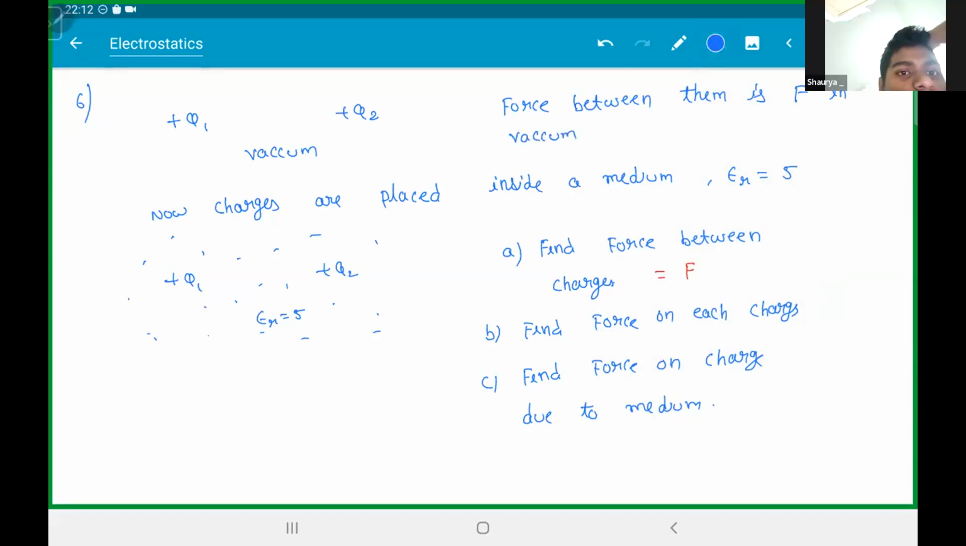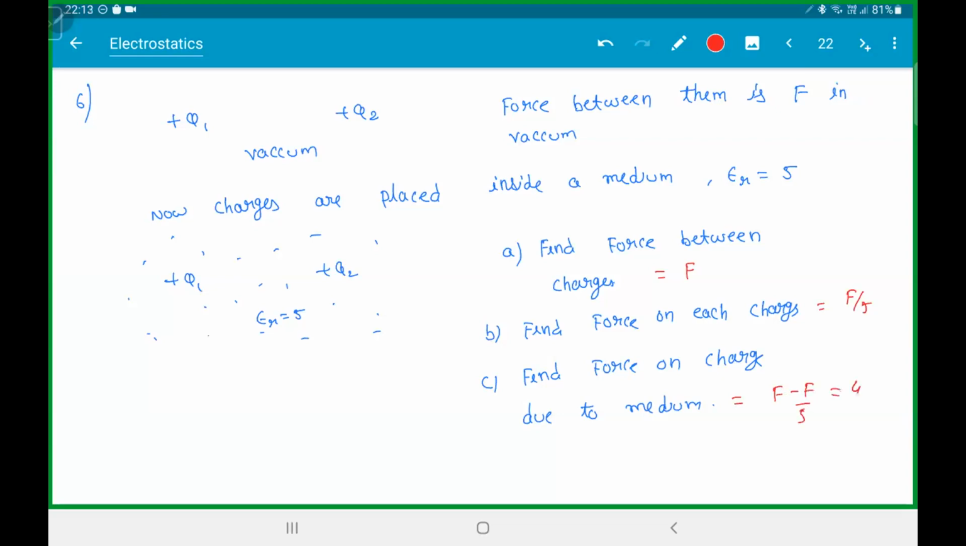What is the force on each charge? F by 5. What is the force on each charge due to the medium? F minus F by 5. F minus F by 5, no?